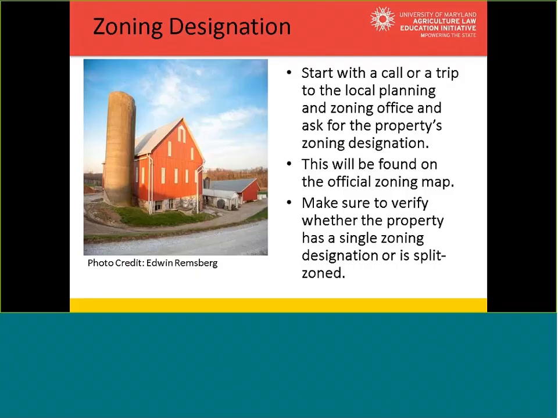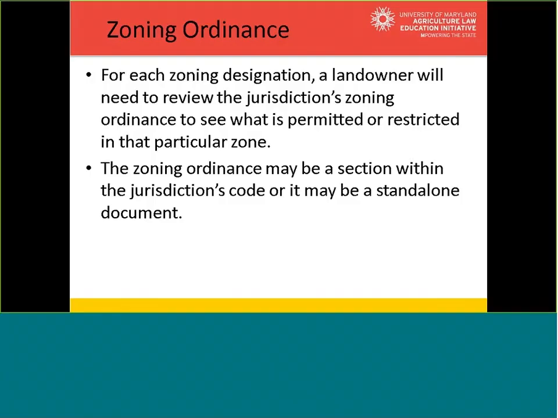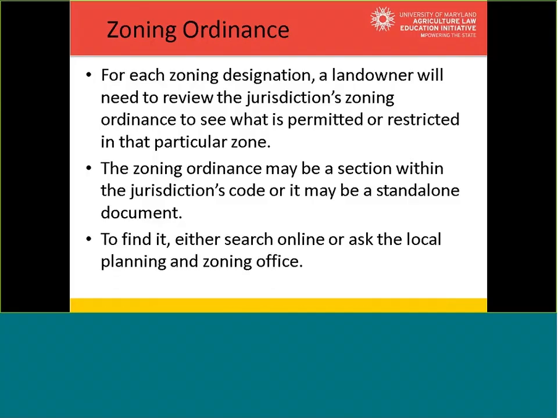For each zoning designation, a landowner will need to review the jurisdiction's zoning ordinance or law to see what is permitted or restricted in that zone. The zoning ordinance may be a section within the jurisdiction's code, or it may be a standalone document. To find it, either search online or ask the local planning and zoning office for help.